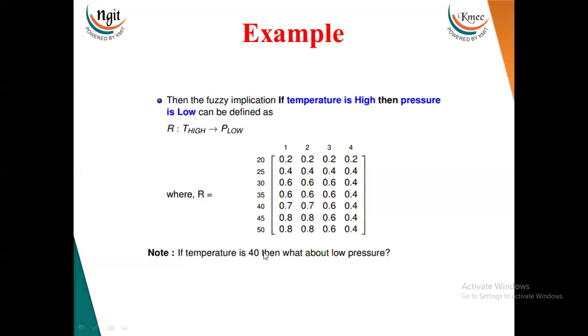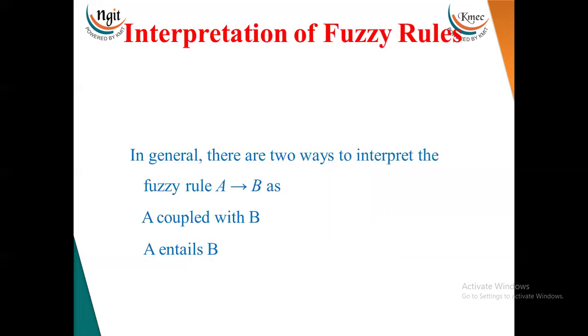So if the temperature is 40, then what about the low pressure? When you take the temperature as 40, the low pressure for each pressure value, that is, pressure 1 is 0.7, 2 is 0.7, 3 is 0.6, 4 is 0.4. So the low pressure will be like this. This can be calculated with the help of this multi-valued logic.